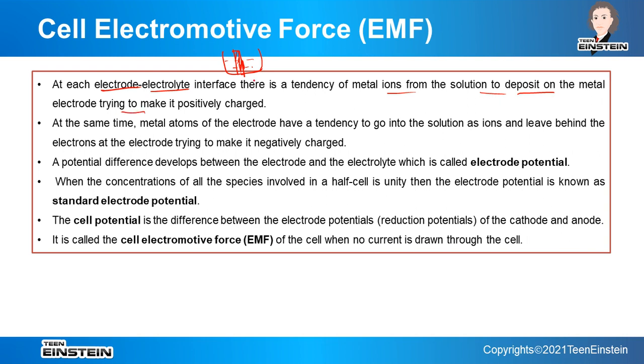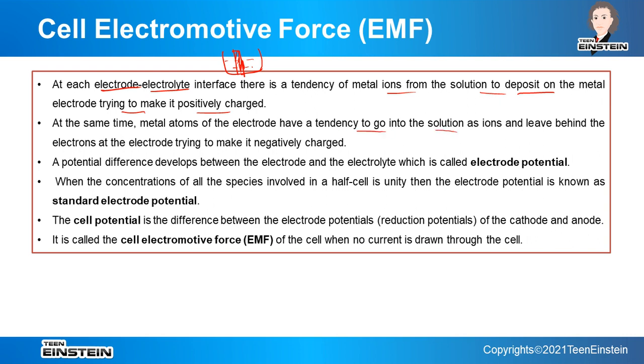Suppose in the metal electrode there is presence of electrons, and obviously the positively charged metal ions will be attracted towards this electrode. So there will be accumulation of positive charge, as the cations will deposit on the metal electrode and try to make it positively charged. At the same time, metal atoms of the electrode have a tendency to go into the solution as ions.